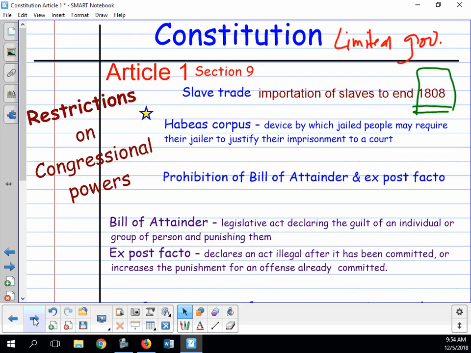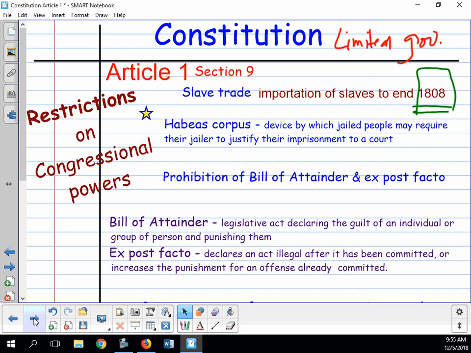All right, we're almost done. Two more slides. Article 1, Section 9, slave trade. All this says here is that the importation of slaves must end in 1808. There will be no more bringing slaves in from outside the country after 1808. It does not end slavery. It only says you can't bring slaves in any longer.